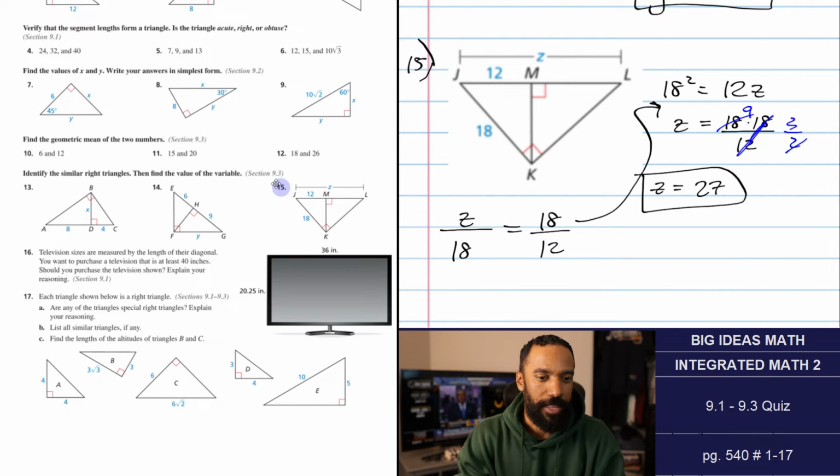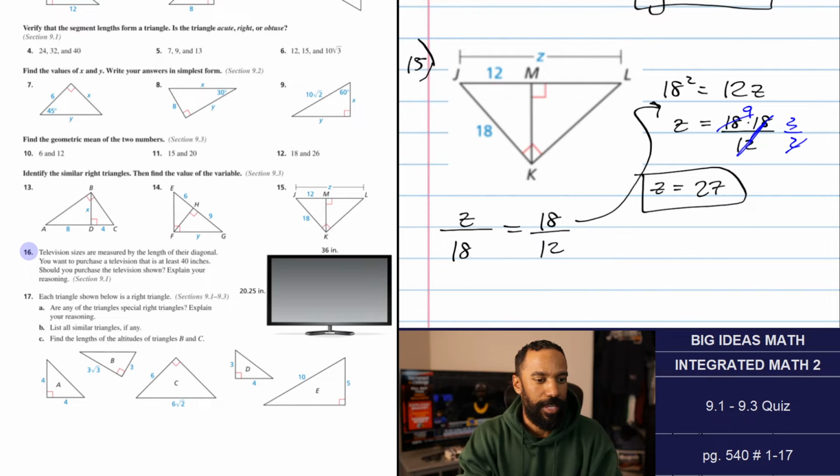Television sizes are measured by the length of their diagonal. True. You want to purchase a television that is at least 40 inches. Should you purchase the television shown? Explain your reasoning.